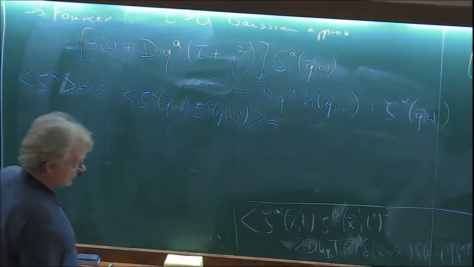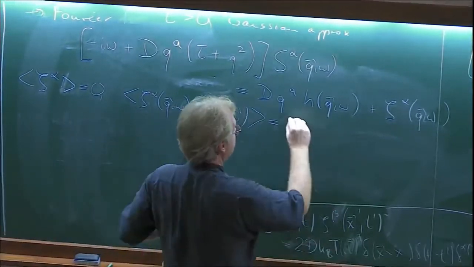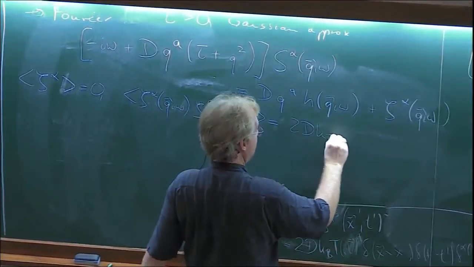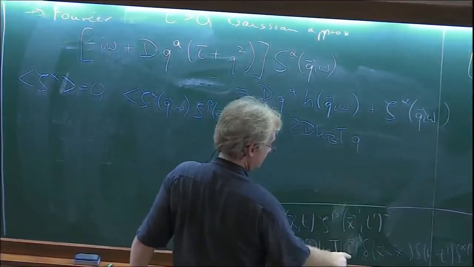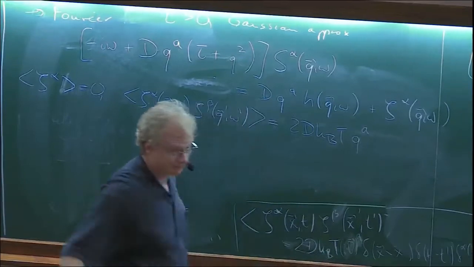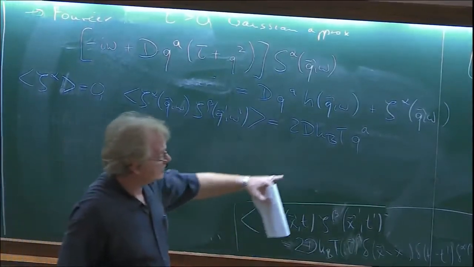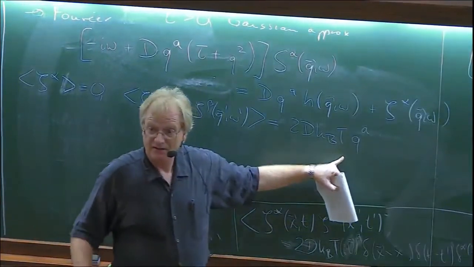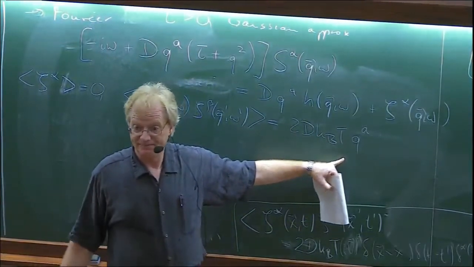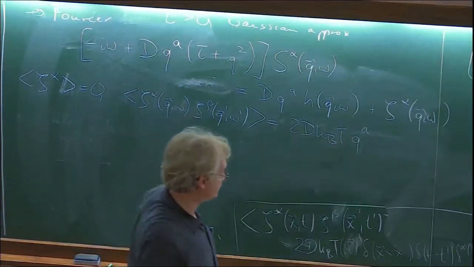So what is that going to be? Well, the prefactor is obvious. That's just going to be twice dkt, again, Einstein relation. This thing gives me Q to the A, right? Nothing for model A. And there was a negative Laplacian for model B, and that negative Laplacian gives me Q squared. So that's all fine.